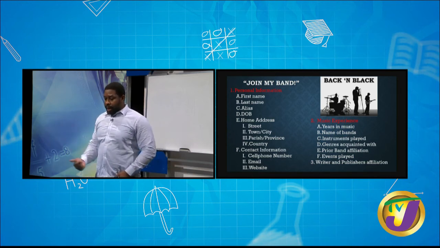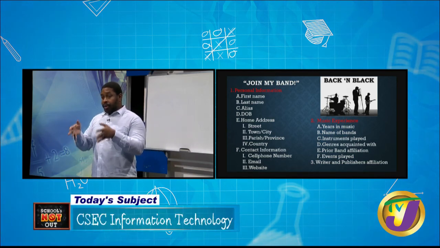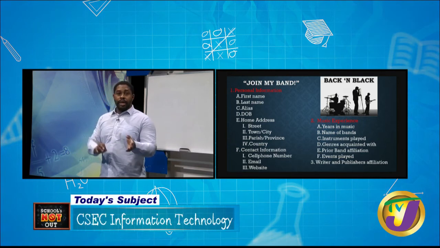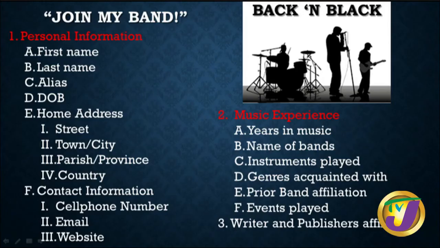And then beyond that, we might want their actual contact information, which is home address. The last time I came, we did some database work where we talked about splitting an address. In this case, I've split the address into possibly four different things: street, town, parish or province, and then country. If we're looking at it from the perspective of a global community, I might want a band member from France, or somebody from the US. So the country might be very important to me.